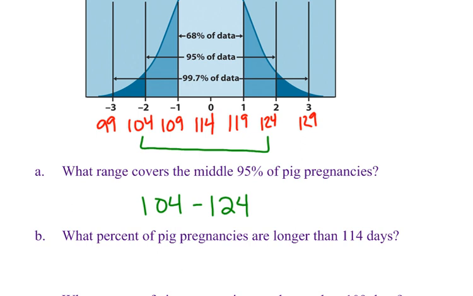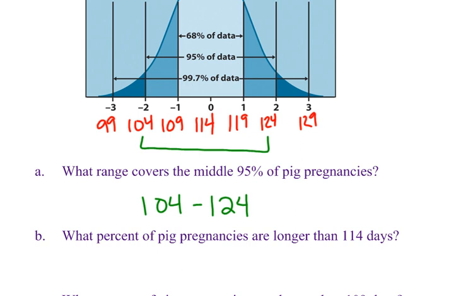So if I'm a pig farmer and I have some pigs who are pregnant, I'm probably not going to leave town on vacation between days 104 and 124. A lot of my pigs will give birth. 95% of them will give birth in that time frame. So if I want to plan a vacation, I could plan earlier or later and be pretty confident, not for sure, but confident that I'm not going to miss that birth. But if in this range, I'm not going to leave town because I've got to be home to give birth to the pigs. In B, it says, what percent of pig pregnancies are longer than 114 days?